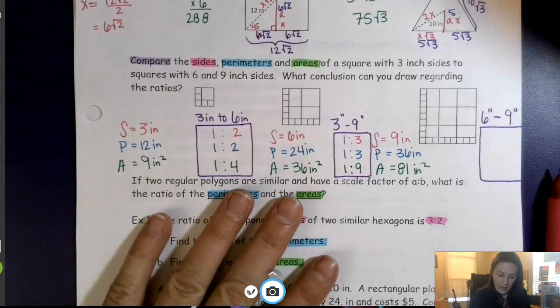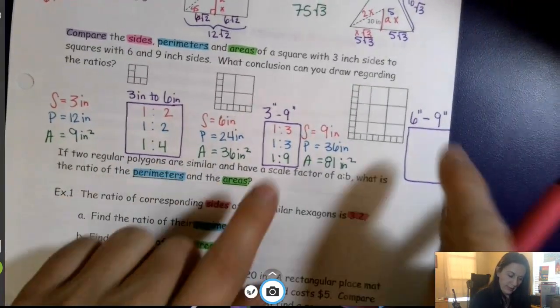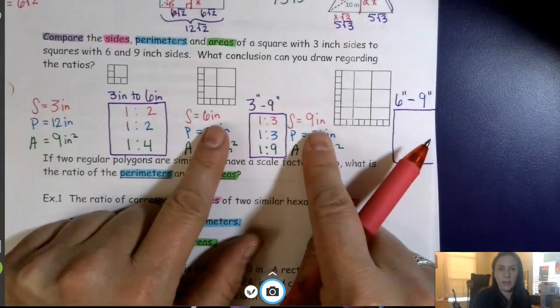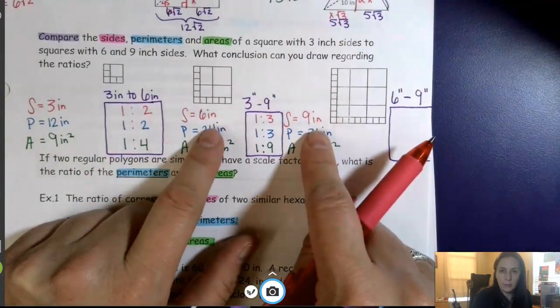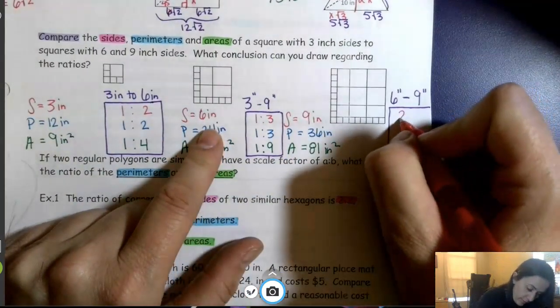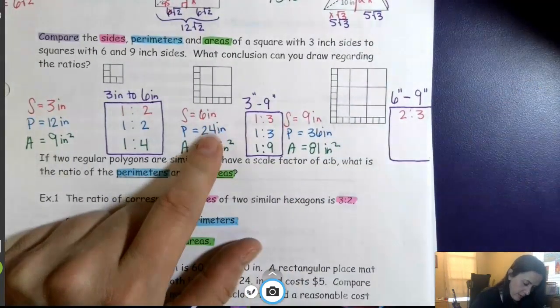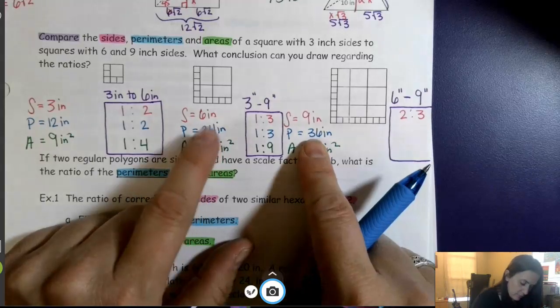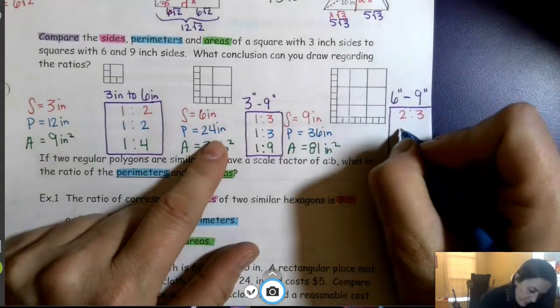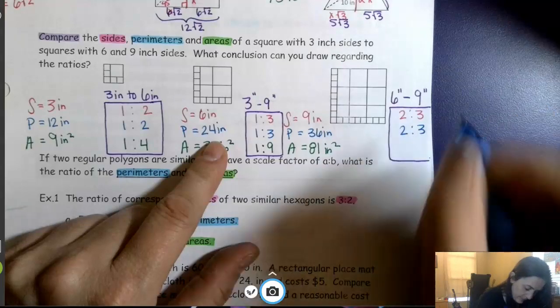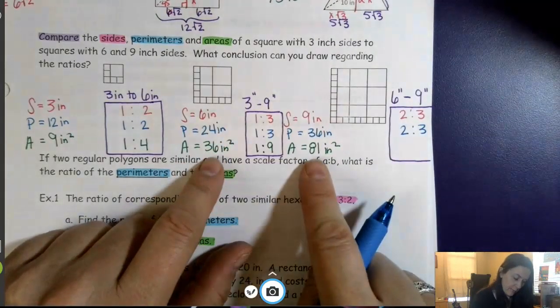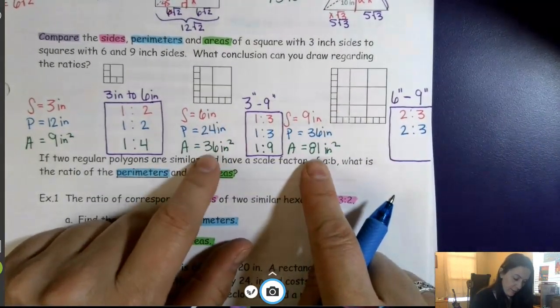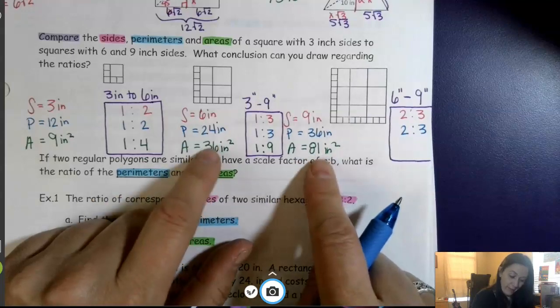Okay. Now the last one here, we want to do the 6 to the 9. So these two are what we're looking at. 6 to 9 reduces to 2 to 3. 24 to 36, 2 to 3. 36 to 81: 36 divided by 9 you get 4, 81 divided by 9 you get 9. You're going to get 4 to 9.